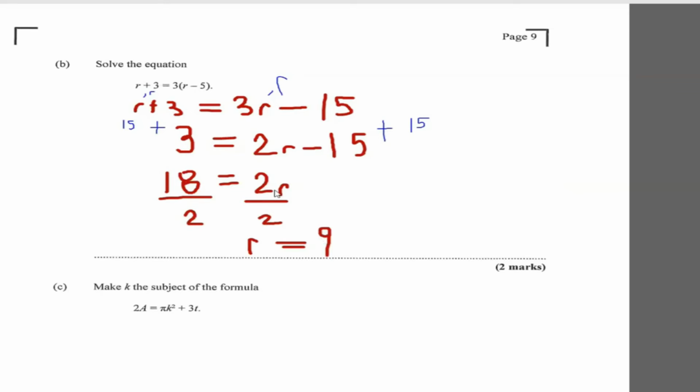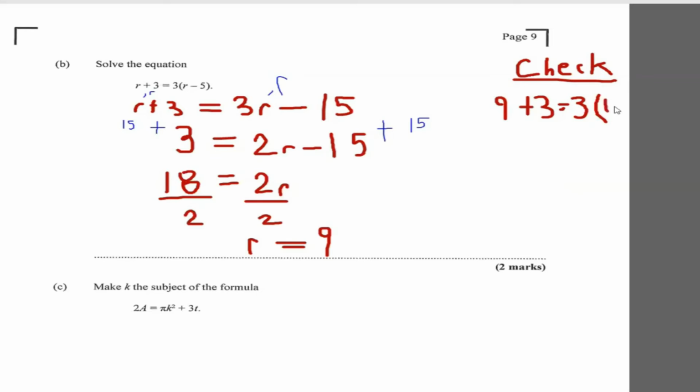r is 9. Anytime you finish, check your answer. Always check your answer. So you can put r as 9 right here, and 9 plus 3. You need to determine if 9 plus 3 is equal to 3 times 9 minus 5, and 9 minus 5 is 4.